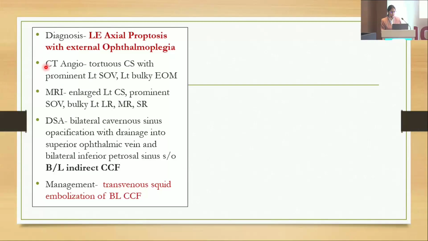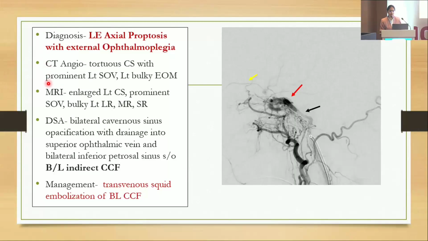So on CT angiography, MRI, and then finally a confirmatory digital subtraction angiography, it was revealed that there is a bilateral indirect CCF. Here we can see the cavernous sinus being opacified, the inferior petrosal sinus, and the superior ophthalmic vein, which should not ideally be filled in the arterial phase of the contrast. So this patient was managed by a transvenous squid embolization.